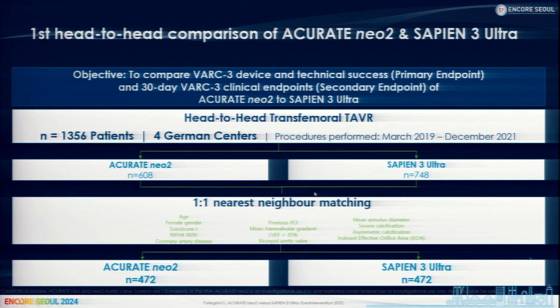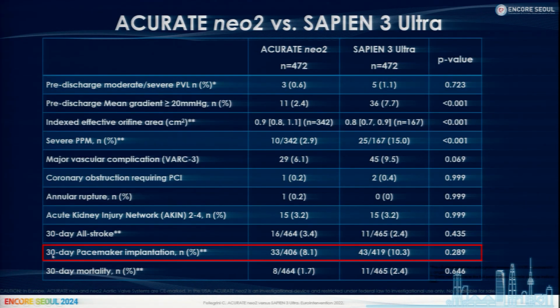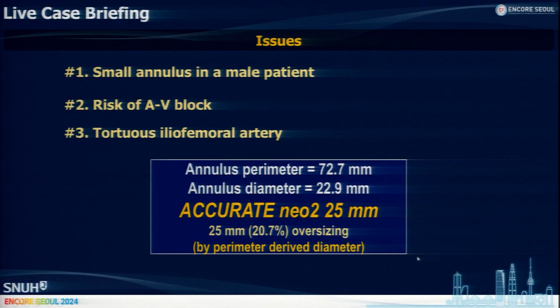Plus, recently there is a head-to-head comparison of Accurate Neo 2 versus Sapien 3 Ultra from 4 German centers. They recruited 1,300 patients, then matched and they prepared 472 pairs of Accurate Neo or Sapien 3 Ultra, plus result here. 1 month pacemaker implantation rate is 8% in Accurate, 10% in Sapien. Plus, the small annulus in the male patients, risk of AV block, tortuous iliofemoral artery, suggesting the choice is Accurate Neo.